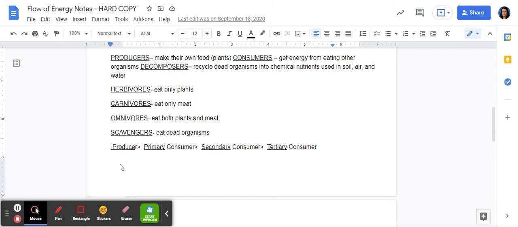The flow always goes from the producer or the plant to the primary consumer, which eats the plants, to the secondary consumer, which eats the primary consumer, to the tertiary consumer, which eats anything it can.